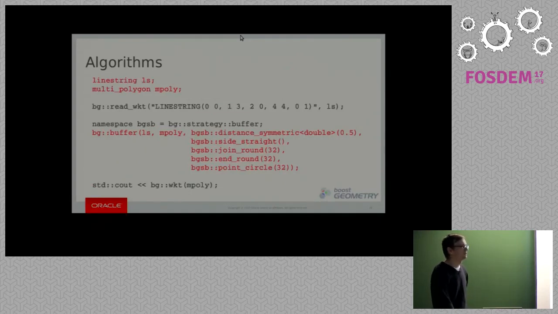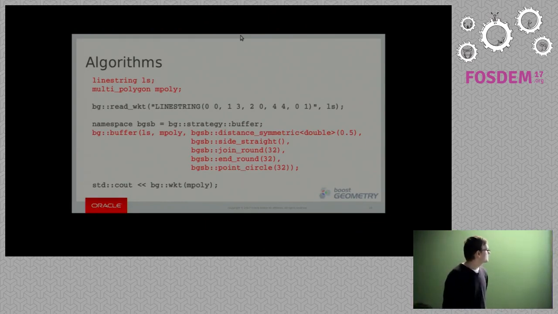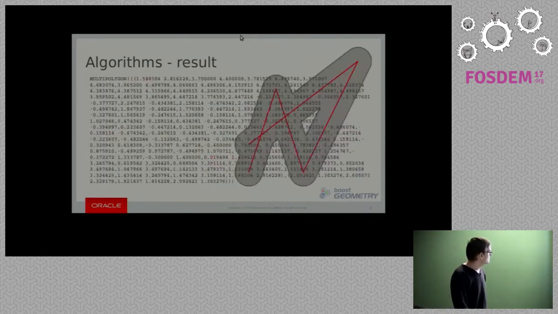Next algorithm, a buffer. As you can see here, the algorithm not only takes input and output geometries, but also additional arguments. And in this case, these are the arguments defining how the buffer should be calculated. So it will be a symmetric buffer of a line string, and the output geometry will be a multi-polygon, and it's quite longer.